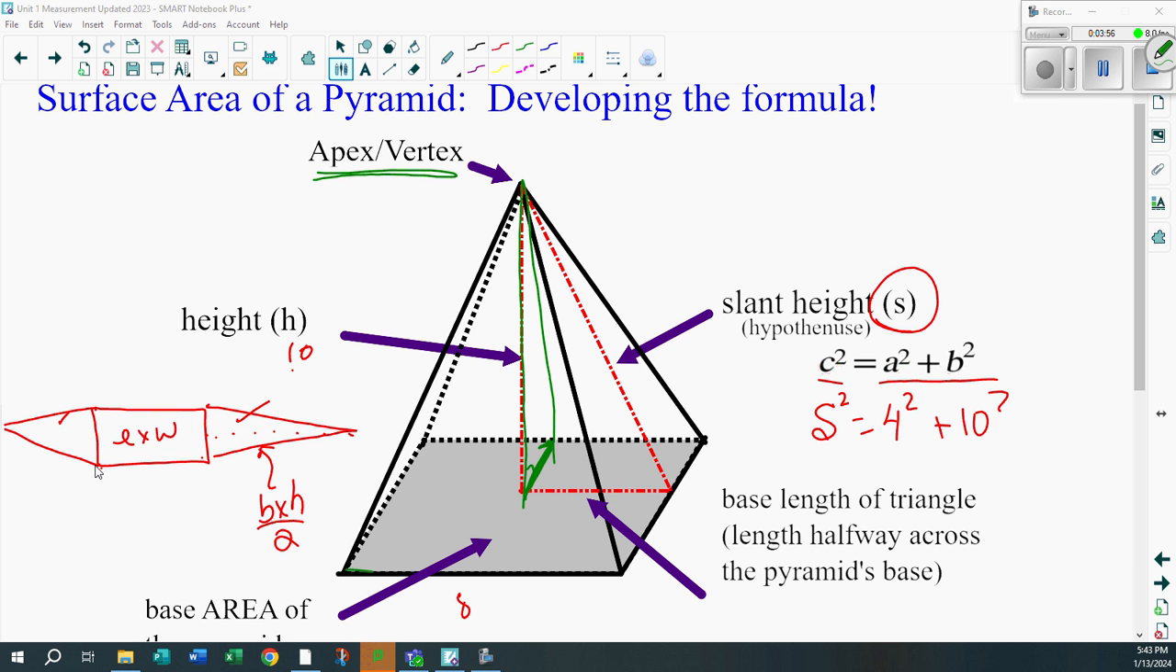So what? That means you're going to have to use half of this. So if this was 6, you'd use this to be 3. 3 times the same height, which is 10. So this would be the slant height on the back side, s squared, which is 3 squared plus 10 squared. And all you have to do is figure out the slant height there. Don't forget to square root it.